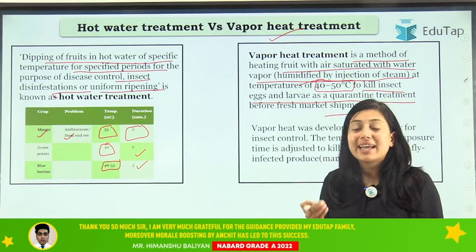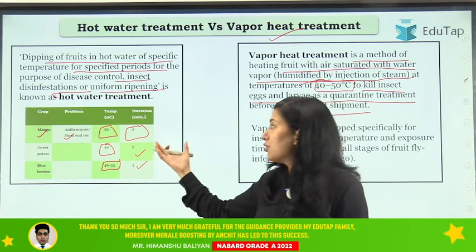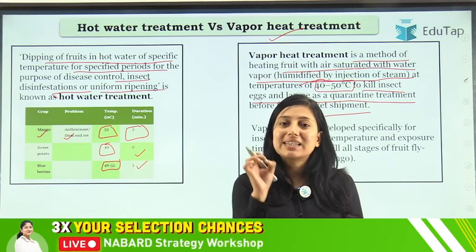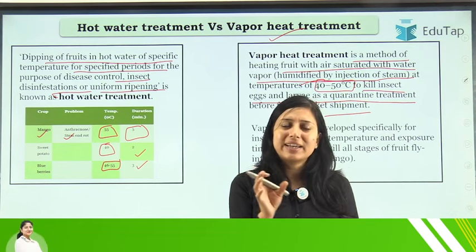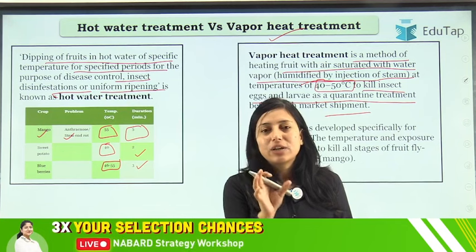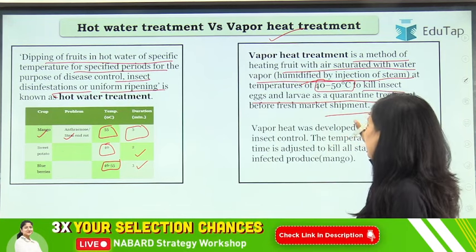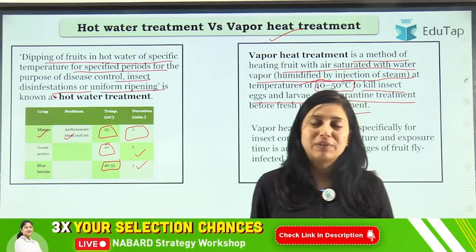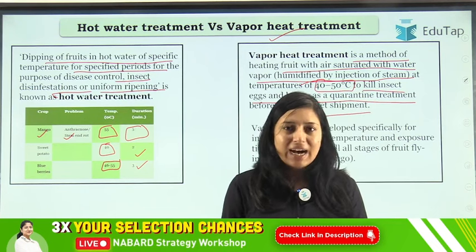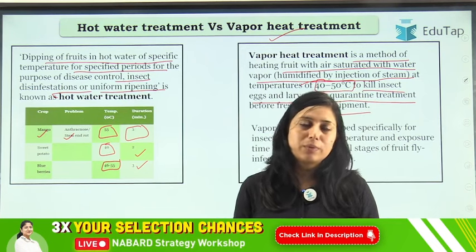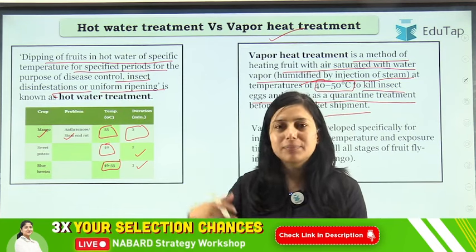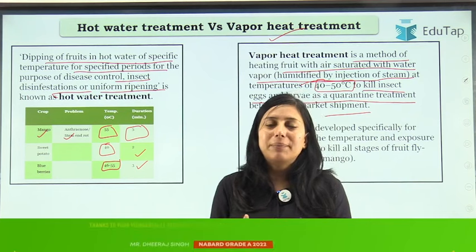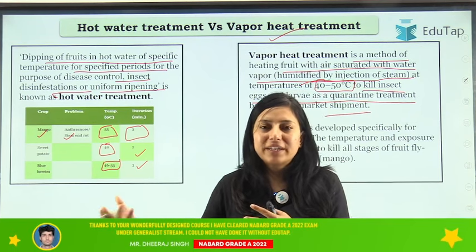Because sometimes eggs and larvae remain in the produce even after hot treatment. These eggs and larvae of insects are very resistant in nature, right? So to kill all of these we have to go for vapor heat treatment. And if we do not do vapor heat treatment, what will happen? For example, I have traded some commodity from some other place, and I want to grow it here. What will happen if they have not given the vapor heat treatment?